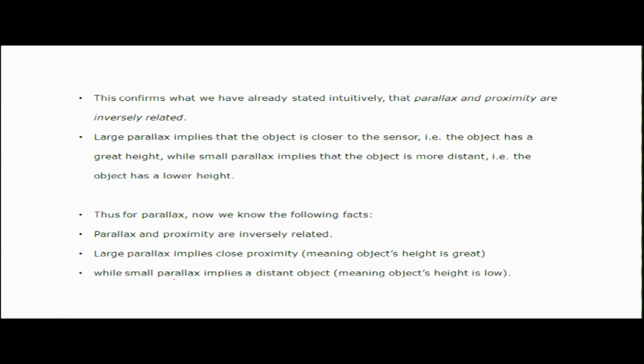Concluding this topic, we can conclude that parallax and proximity are inversely related. You know well, proximity means the closeness of the object. So these are inversely related, and a large parallax implies close proximity, meaning the object's height is great, while a small parallax implies a distant object.